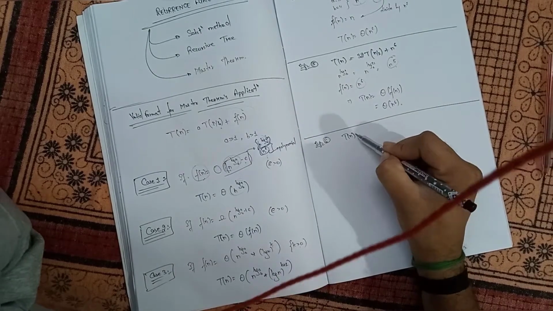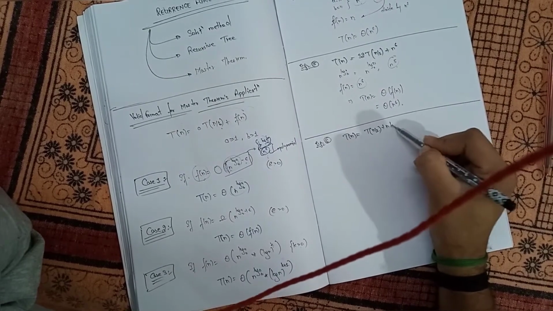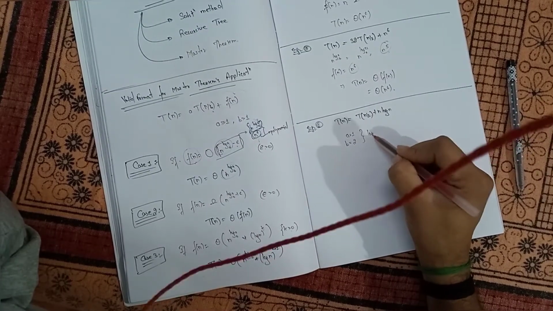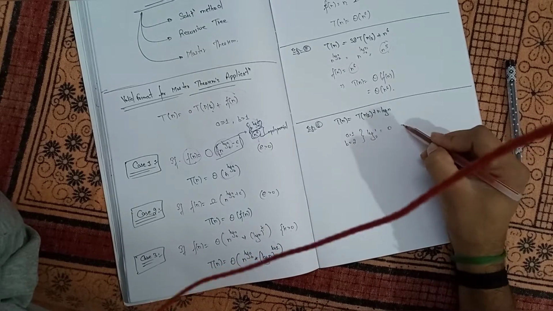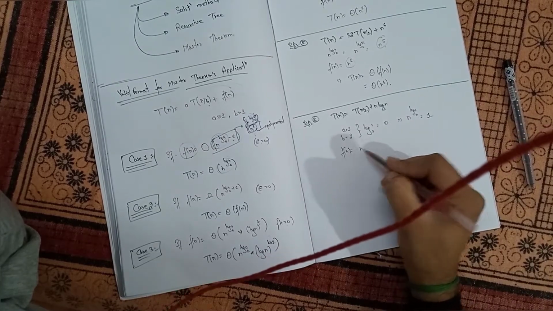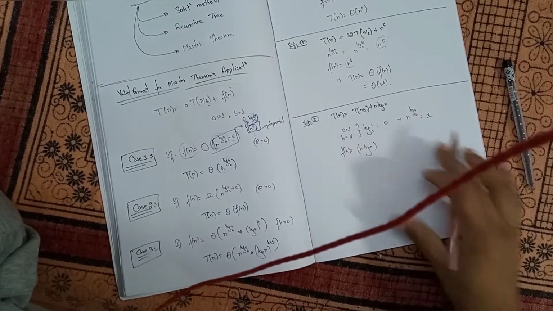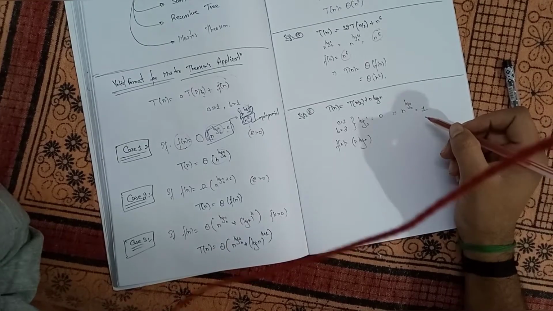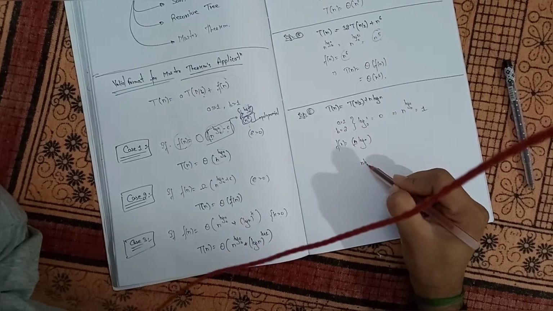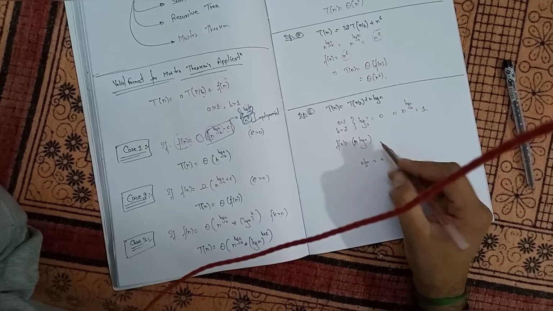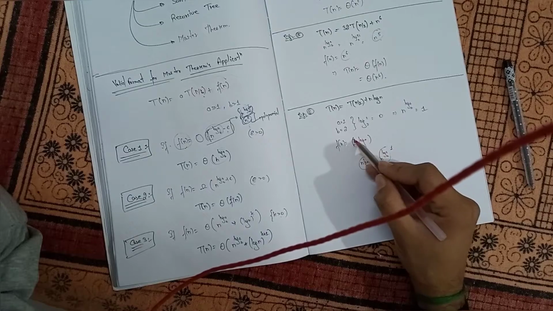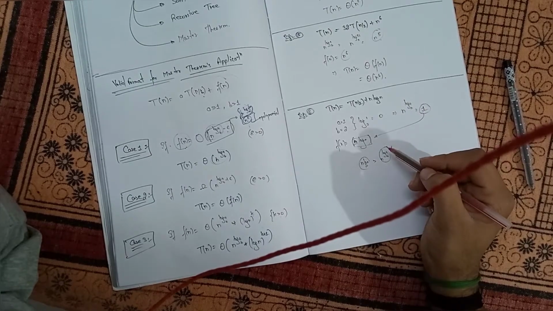Example 6 is T of n is equal to T of n by 2 plus n log n. So a is equal to 1, b is equal to 2, log a base b is equal to 0, n raised to the power log a base b is equal to 1, n power 0 is 1, and f of n is equal to n log n. Alright, so if this is the case, then what can I say? f of n is n log n times greater than n power log a base b, because this is 1. I have to multiply with n log n in order to reach this level.